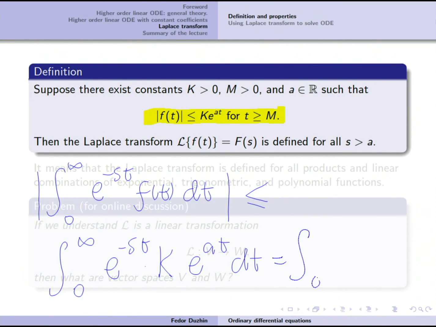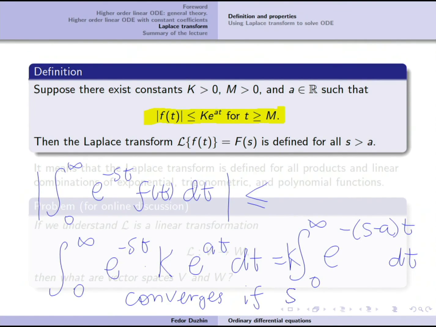which is the integral from 0 to infinity. So k can be factored out, and what is inside the integration is e to the power minus (s minus a) t dt. Right? And this integral is well defined as long as s is bigger than a. Right? So let me write it down. The integral converges. Right? So this is an improper integral, so it converges if s is bigger than a.